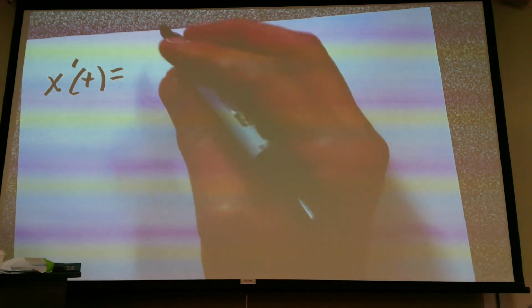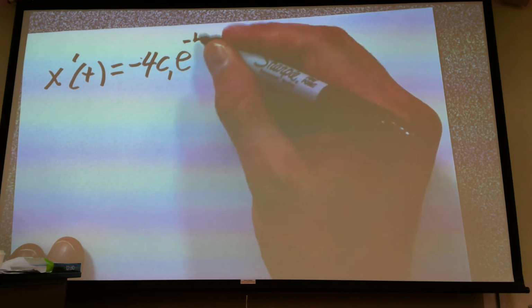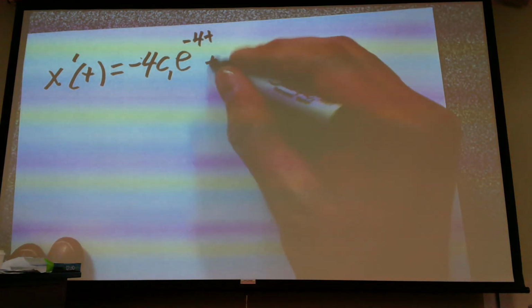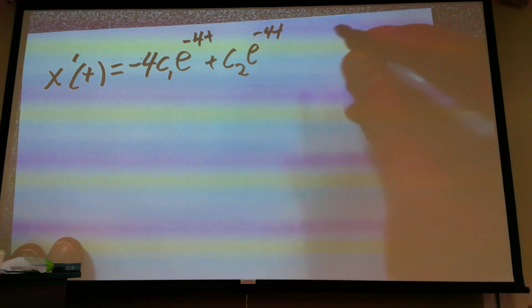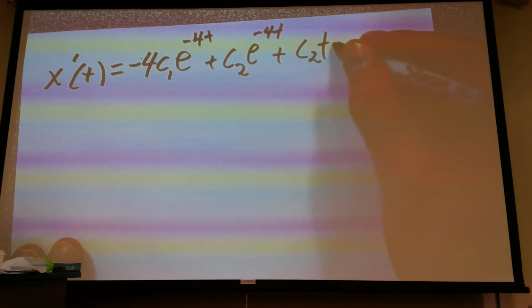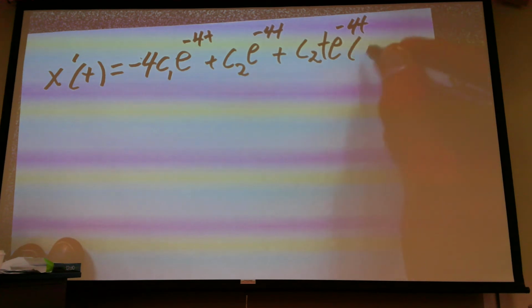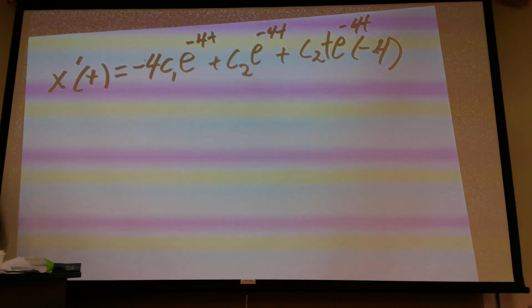So let's go ahead and take this derivative. x prime of t would equal, all right, now that's going to be -4 C1 e to the minus 4t, plus C2. If I took the derivative of t, I would just have e to the minus 4t. Plus, I'm going to write this one like this: C2 t e to the minus 4t and multiply by -4. Okay? Alright, now we're using the fact that x prime of 0 is going to equal 8.